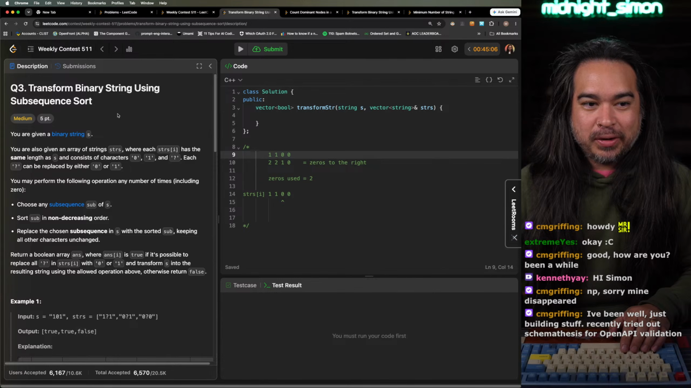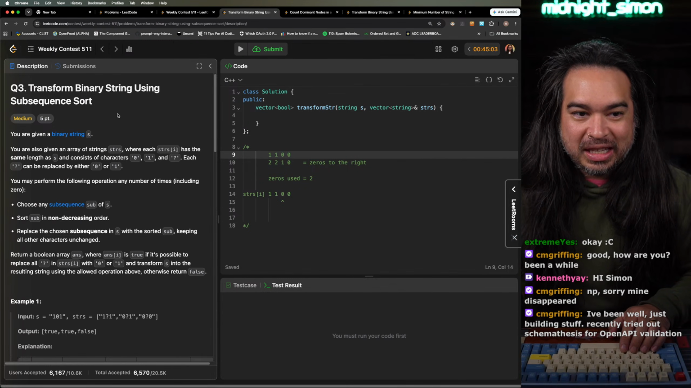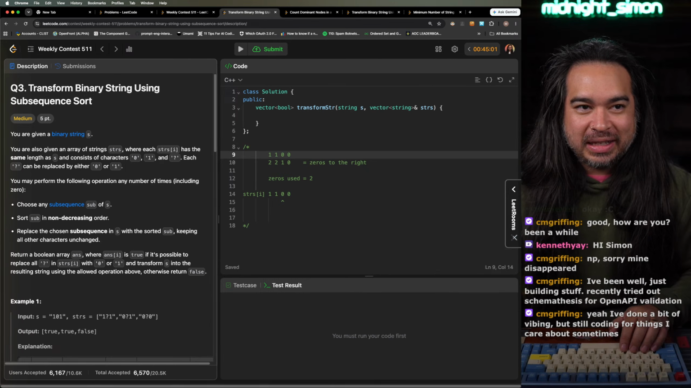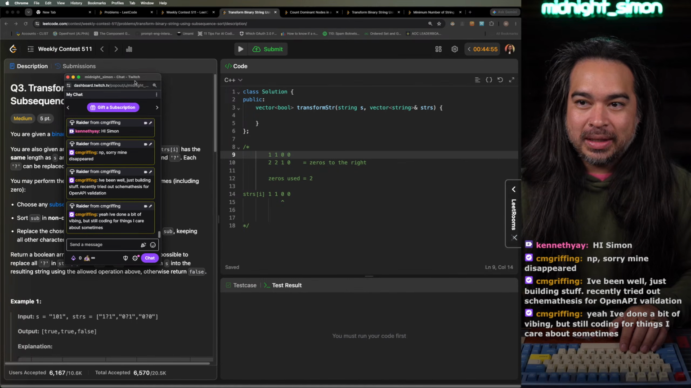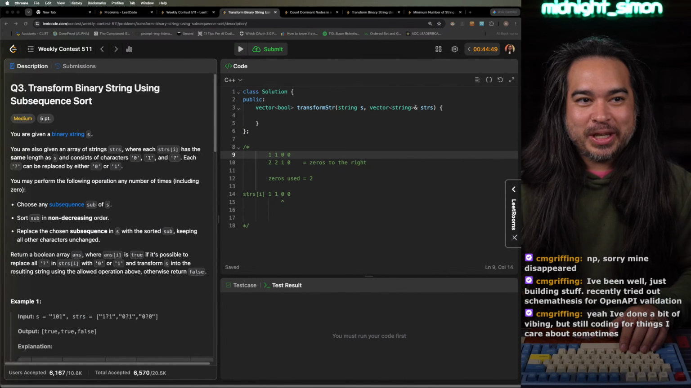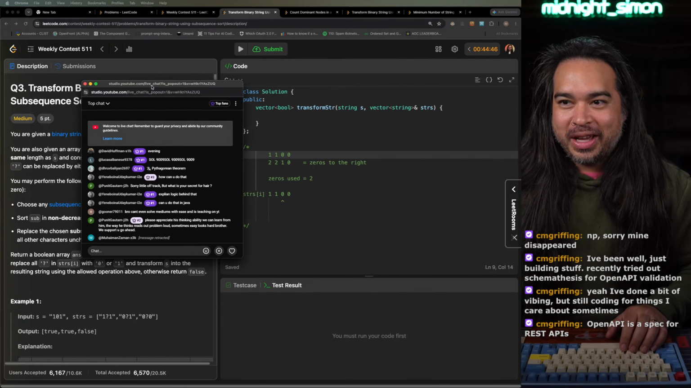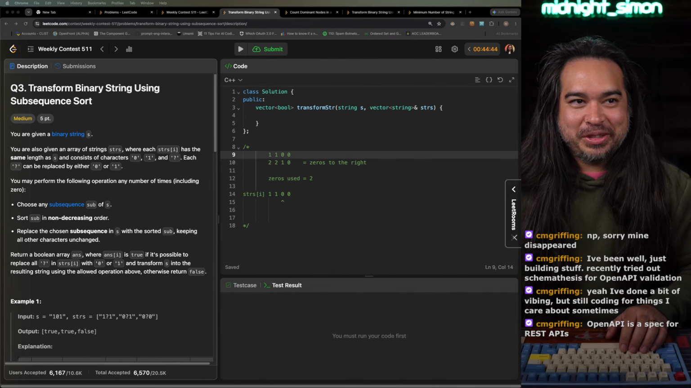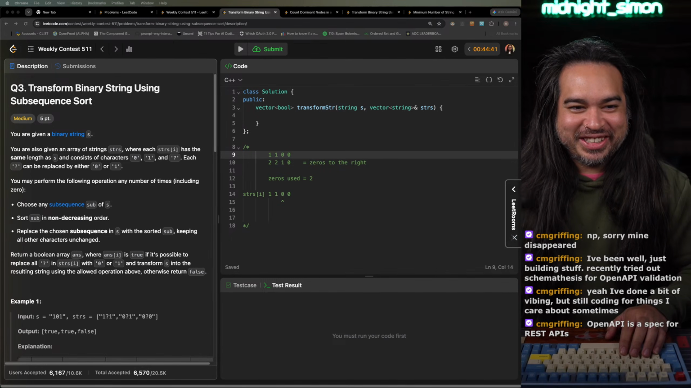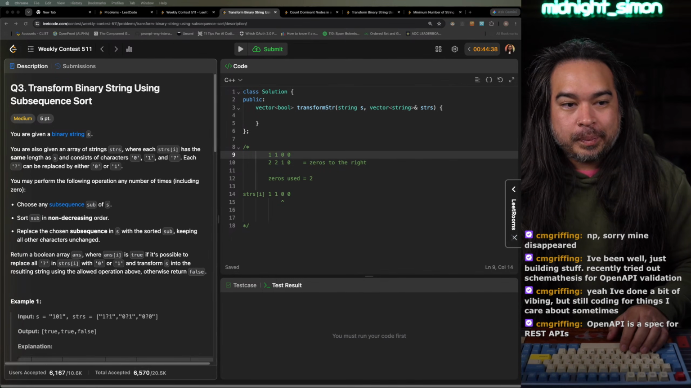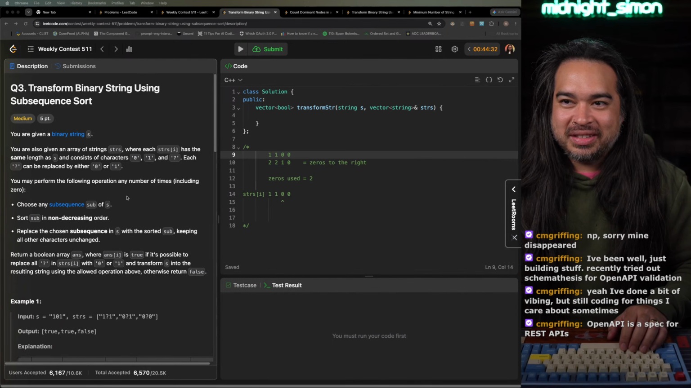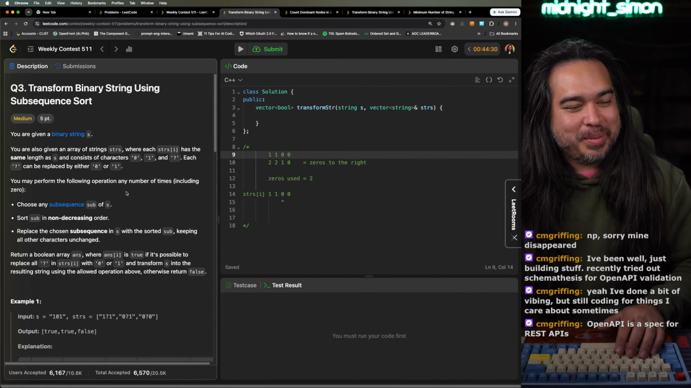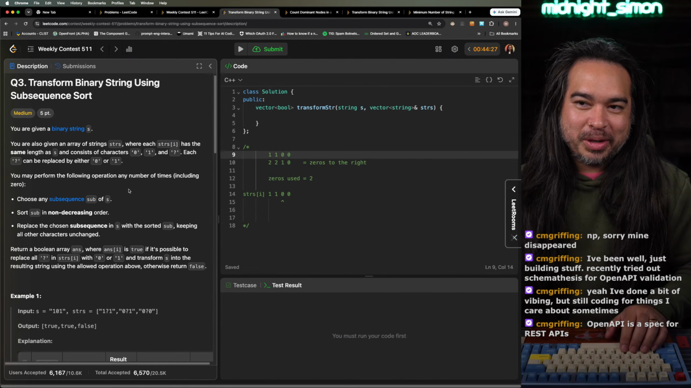Been well, just building stuff. Recently tried out schema thesis for OpenAI validation. Not sure what that means, but it sounds fancy. Done a bit of vibing, but still coding for things I care about sometimes. Yeah, the only code I do is LeetCode, man. I don't even write code anymore anywhere. OpenAPI is a spec for REST APIs. I see. It sounds kind of like OpenAI, but I guess it's not. Maybe it could be.